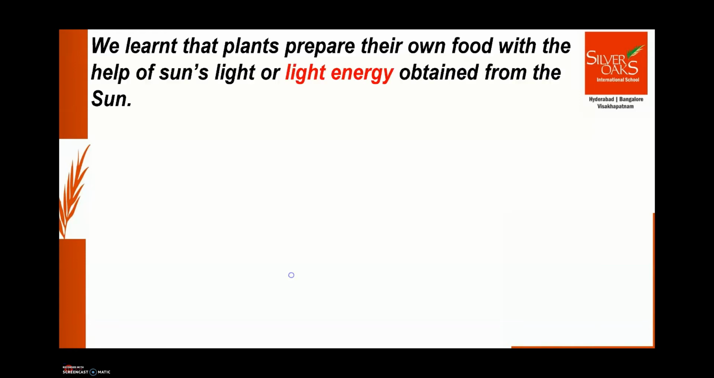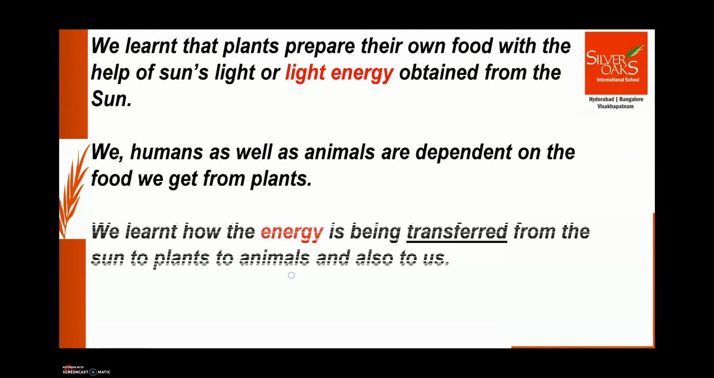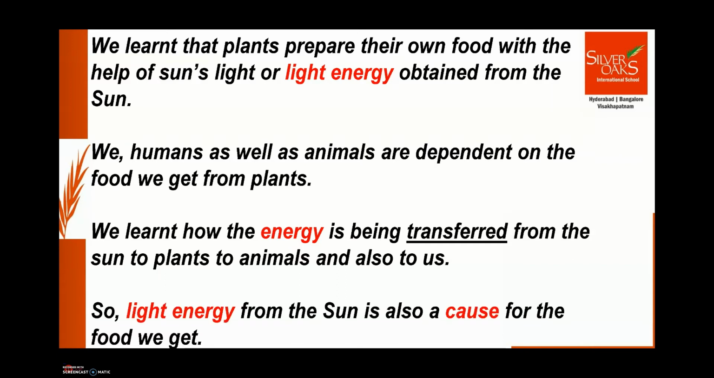We also learned that plants prepare their own food with the help of this light energy obtained from the sun. We as well as animals are dependent on this food from plants. We learned how energy is being transferred from the sun to plants to animals and to us, right? So, light energy from the sun is also a source or a cause for the food we get. Okay, that was about light energy.